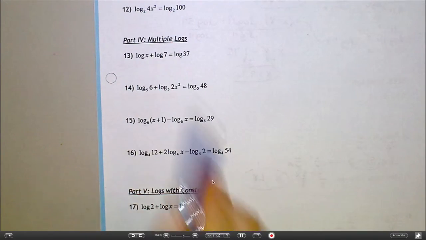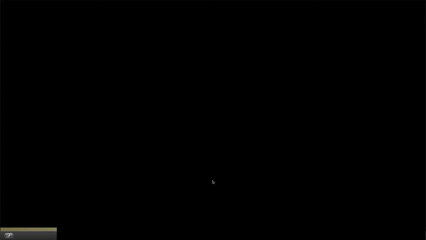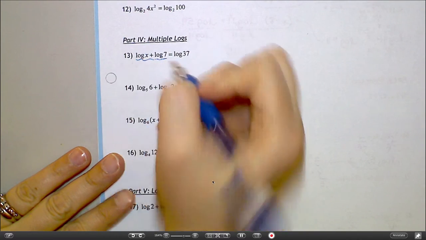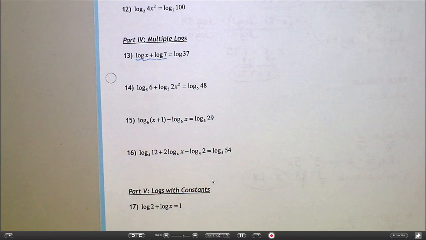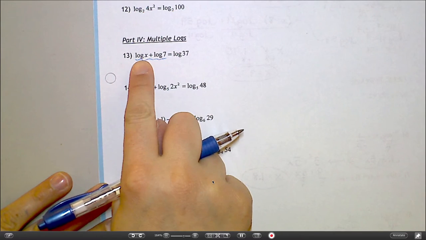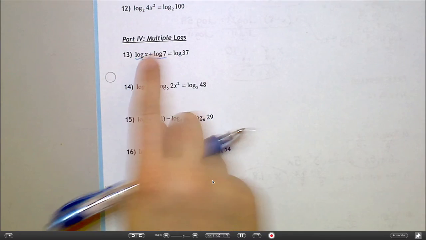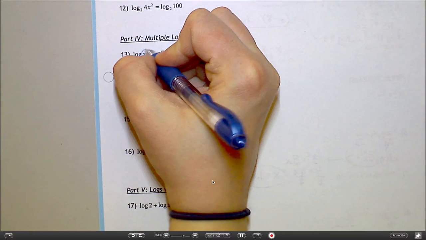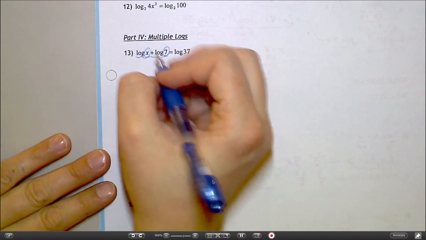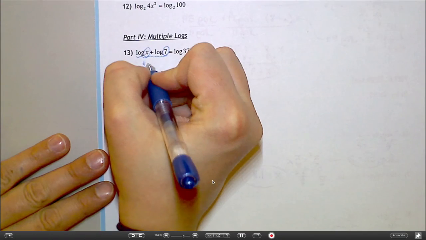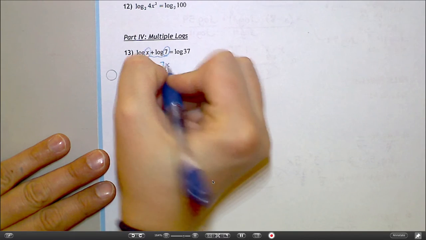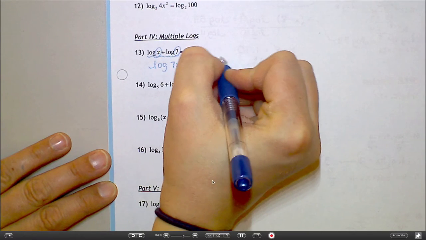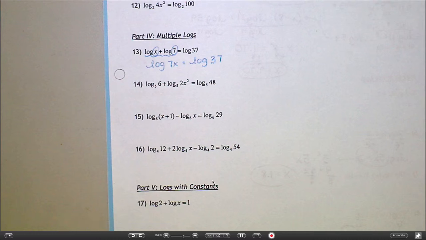The dropping the logs trick doesn't work unless it's one log equal to another log. Because when you have more than one log, remember that the rules for logs are a little different. However, I can combine these two into one log, and then I would have just one log equal to another log. Anyone remember when I add 2 logs together, what am I really doing with these two things? Multiplying, right? So I could take this left side and rewrite it as log of 7x. I just multiplied the x and the 7 equals log 37. Now what can I do with it?